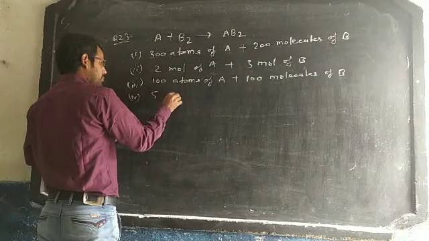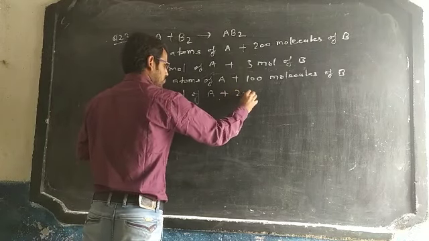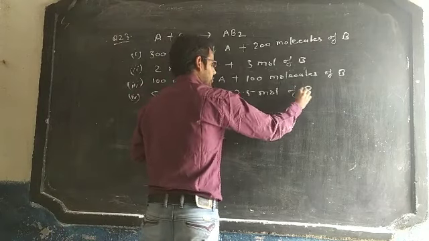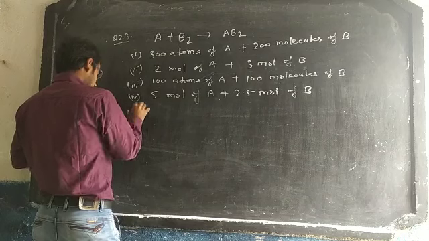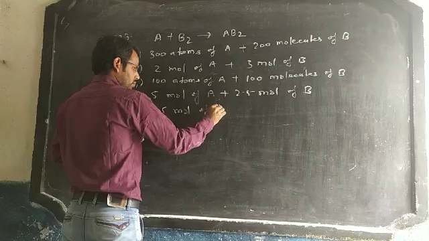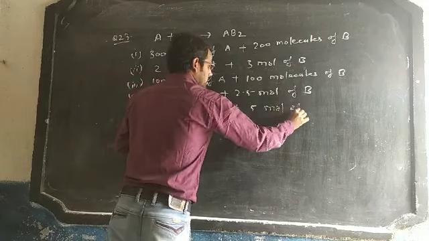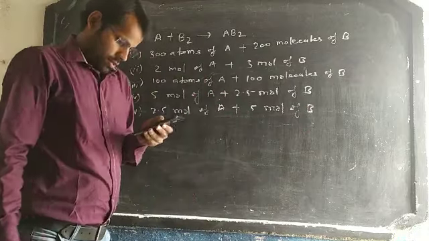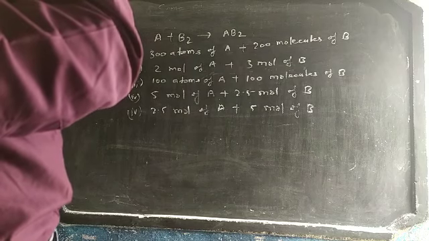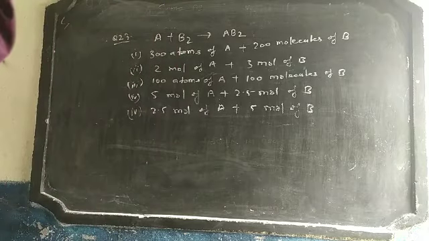Fourth is 5 mole of A plus 2.5 mole of B, and fifth is 2.5 mole of A plus 5 mole of B. So identify the limiting reagent. Which one is limiting?